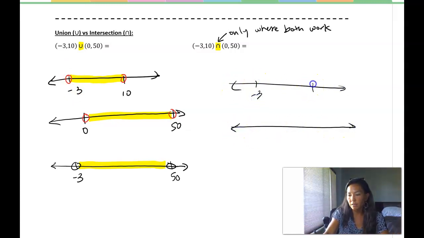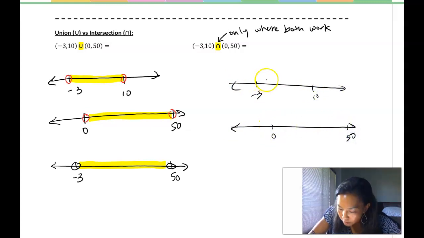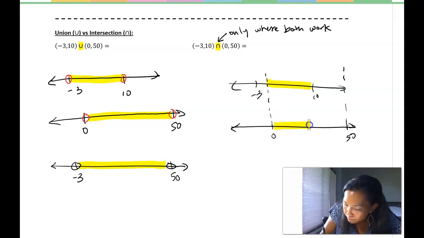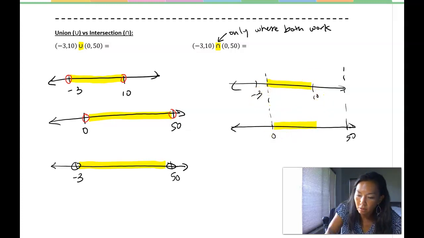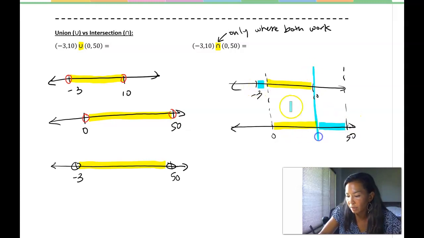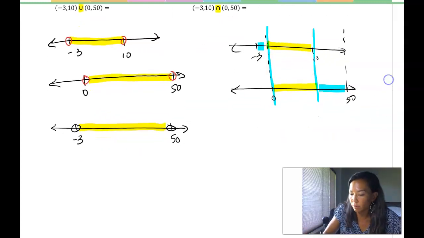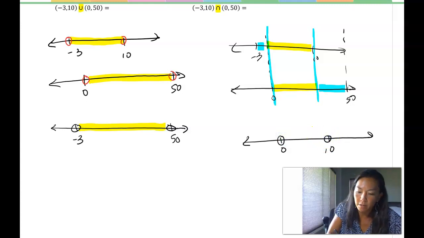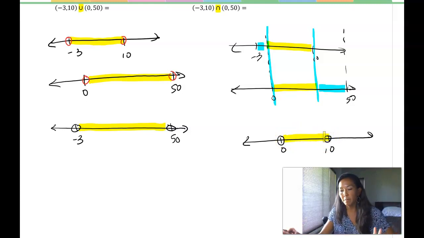So -3 to 10, 0 to 50. Where do they both work? So this is 0, and this is 50. The only place is like right there. Okay? Because this continues here, but it doesn't work there, and it doesn't work here. Where do they both work? It's just right there. Okay, so the intersection of the two domains would be only from 0 to 10. Okay, does that make sense? I hope that makes sense.